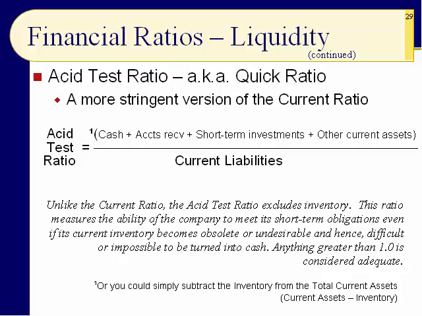So this acid test ratio measures the ability of the company to meet its short-term obligations, even if its current inventory becomes obsolete or undesirable, and hence difficult or impossible to turn into cash. Do you understand? You take the cash plus the accounts receivable plus the short-term investments plus the other current investments, and divide that by the current liabilities. Alternatively, you could just take the current assets and subtract the inventory.